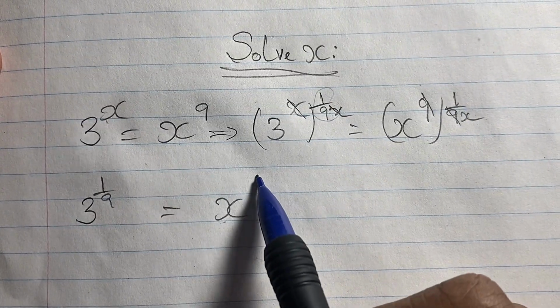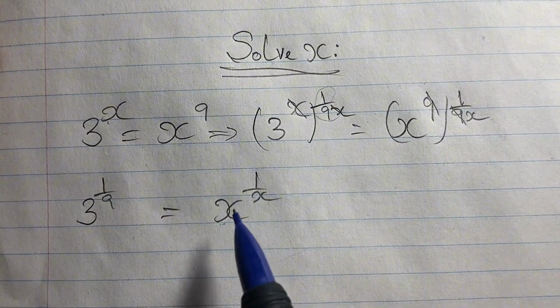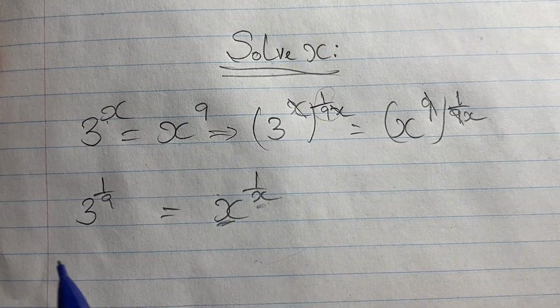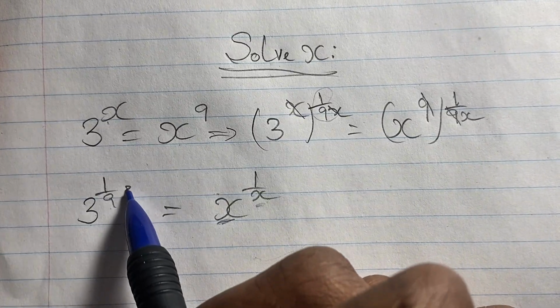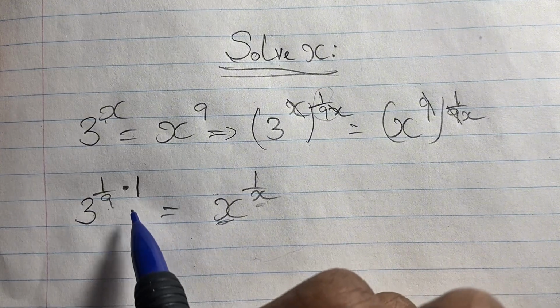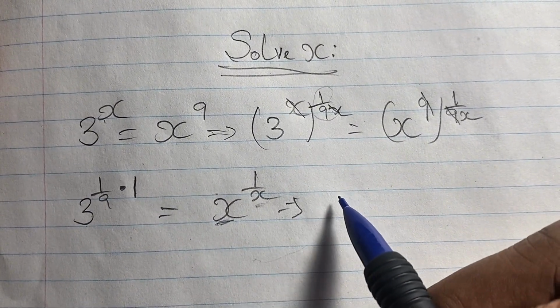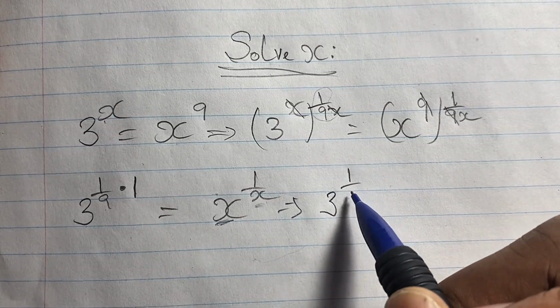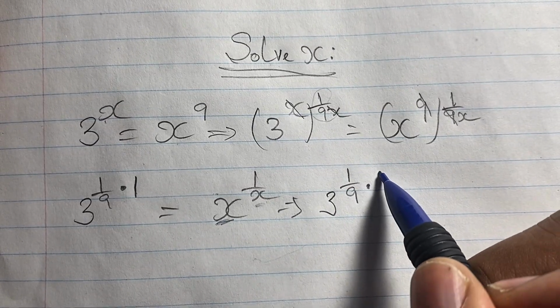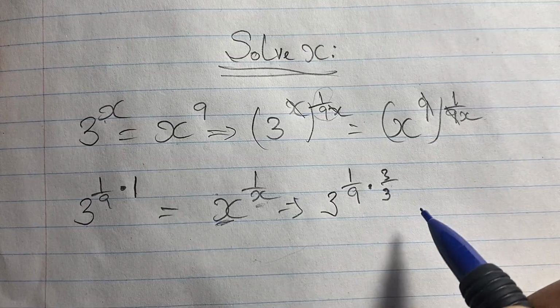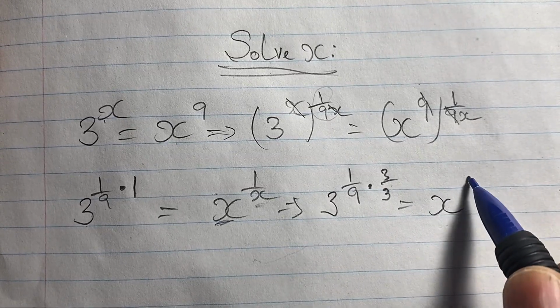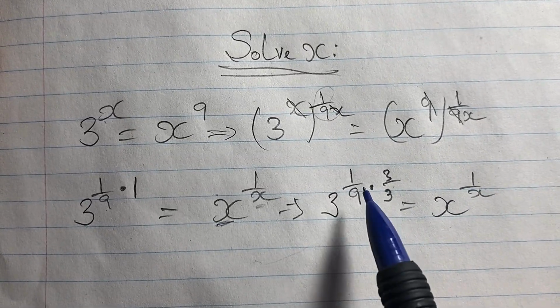1 over x. So then in solving x, we need to find a similar pattern as x to the power of 1 over x. We simplify our expression here by multiplying our index by an equivalent fraction of 1 to preserve our equation. So this means we'll have 3 to the power of 1 over 9 times 3 over 3, which is equivalent to 1. So then this will still be equal to x to the power of 1 over x.